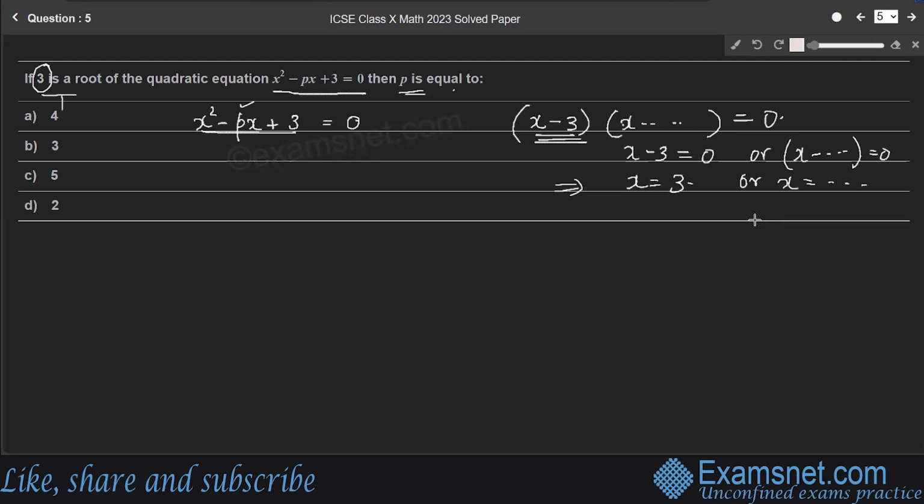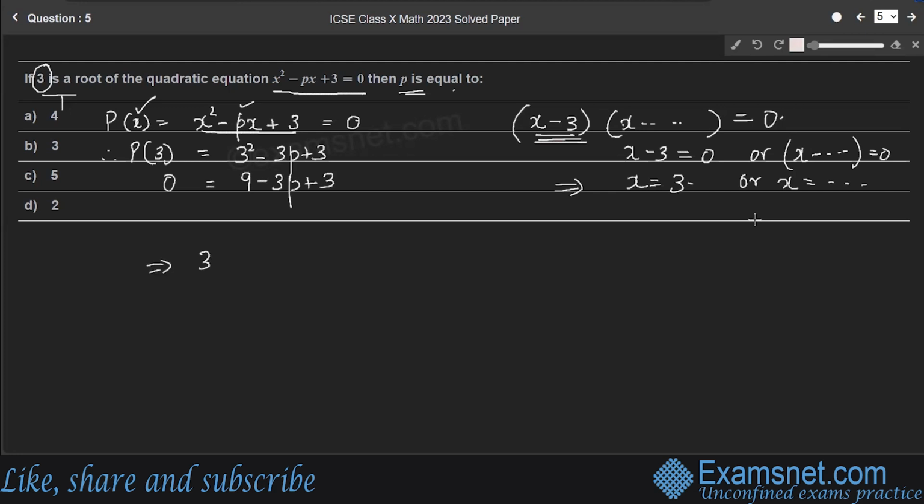So, therefore, here we'll consider p of x is the given equation, x square minus px plus 3. Here, 3 is one of its roots, right? Therefore, we'll write p of 3. So, substitute the value of x as 3 here. So, it becomes 3 square minus 3p plus 3, which is equal to 0, right? So, 0 is equal to 9 minus 3p plus 3.